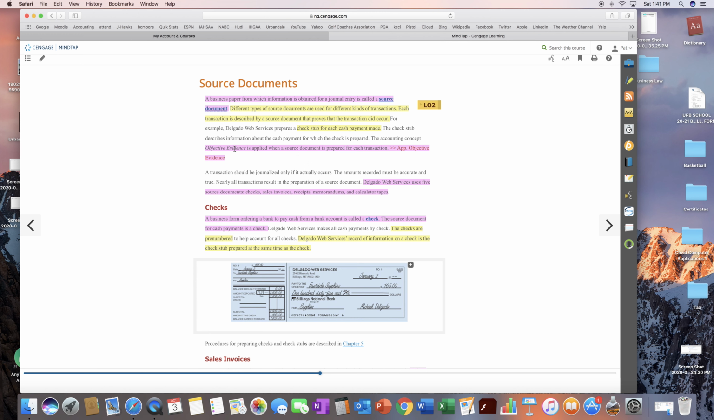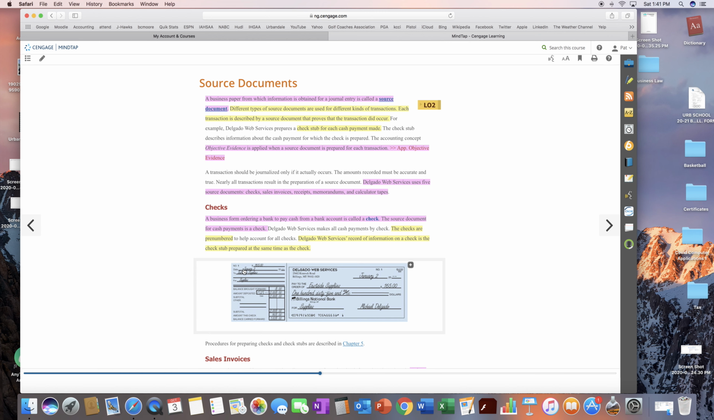concept of objective evidence here. For checks, we will use a check stub. So you'd rip off this check and you'd have this check stub. Sometimes a lot of bills are paid online, but we're still going to be using checks. We will get into debit card transactions and EFT, electronic funds transfers, but for our basic purposes, we'll write a check. Even if you wanted to pay cash, we're going to say it's a check. So the source document for paying cash will be a check.